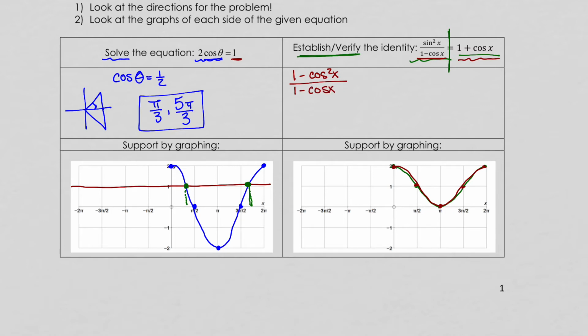And right here, you cannot just start canceling things out. This is one term here. But I could do the difference of squares, and I end up with 1 minus cosine x times 1 plus cosine x, and that is still all over 1 minus cosine x. So these now can cancel because whole terms cancel out, and I'm left with that, which is what I was trying to verify.